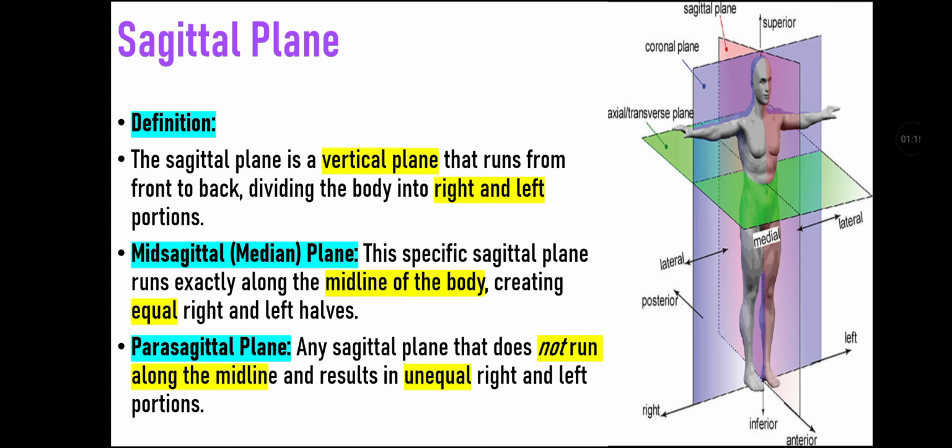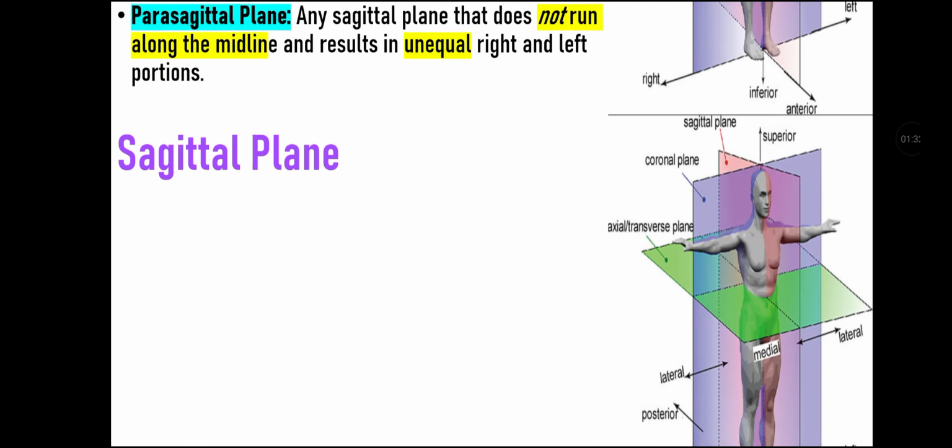The mid-sagittal plane is also called the median plane. This specific sagittal plane runs exactly along the midline of the body, creating equal right and left halves, while the parasagittal plane is any sagittal plane that does not run along the midline and results in unequal right and left portions.